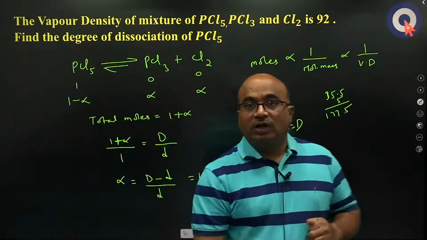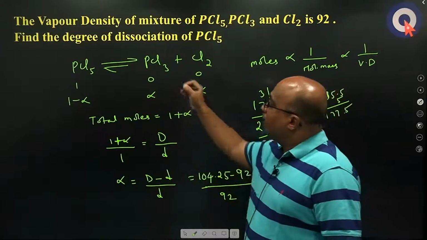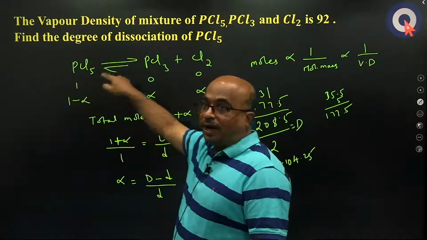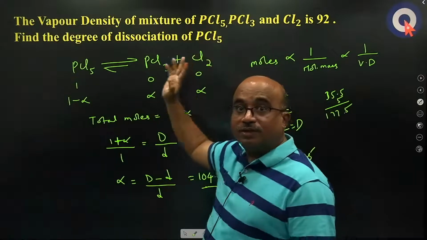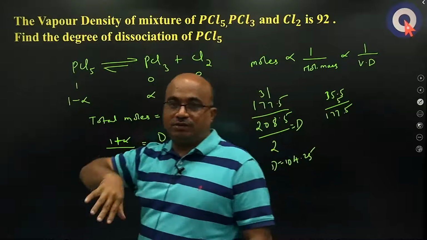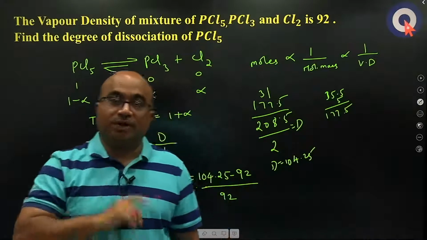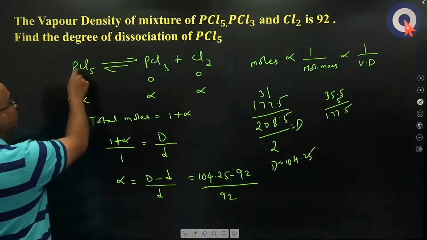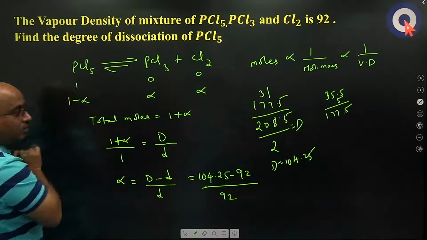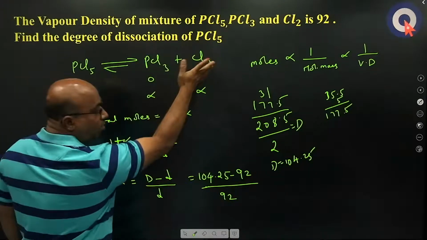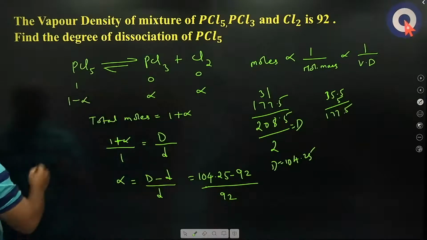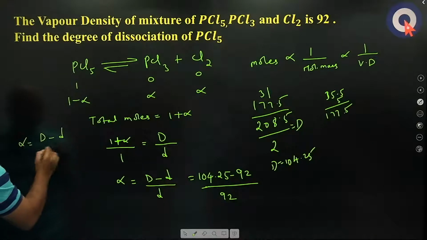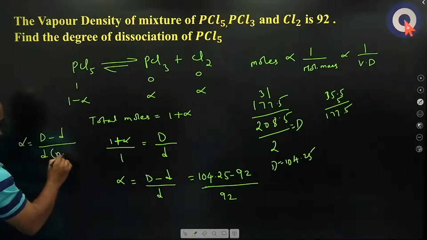Clear? So whenever we have a reaction with initial reactant moles as 1 and some gaseous products are coming, what is the simplified relation, like the alpha expression in terms of vapor densities? This is only when the initial reactant coefficient is 1 and gaseous products are coming in the reaction. For that, alpha will be nothing but D minus d by d into n minus 1.